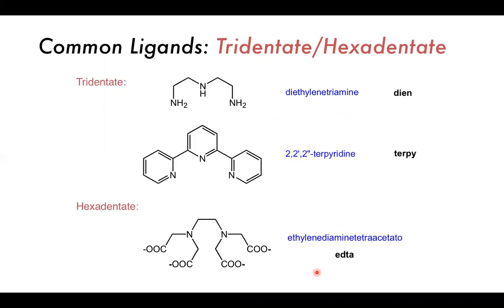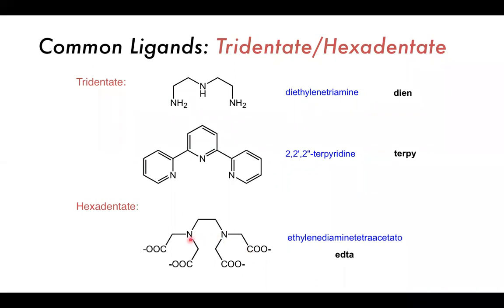Tridentate, tetradentate, hexadentate, you don't get a lot of heptadentate, but they do exist. Tridentate: diethylenetriamine, dien, and 2,2',2''-terpyridine is terpy. Hexadentate, this one is a very common ligand, EDTA, used in a lot of applications. It's actually used in a lot of medical applications as well, as a way of just removing ions that you don't want to be there. It's very good at coordinating metal ions in solution.